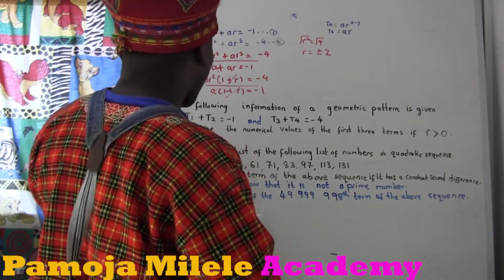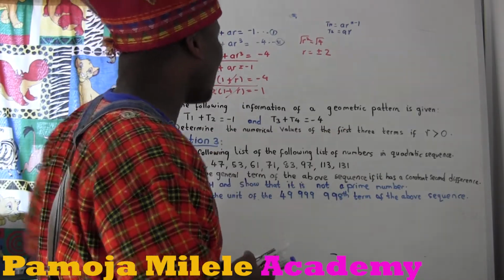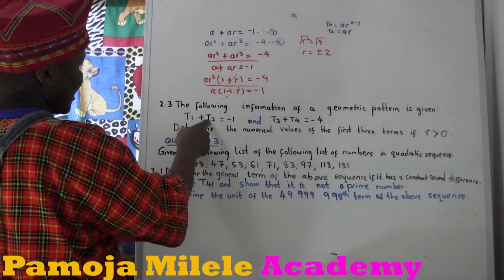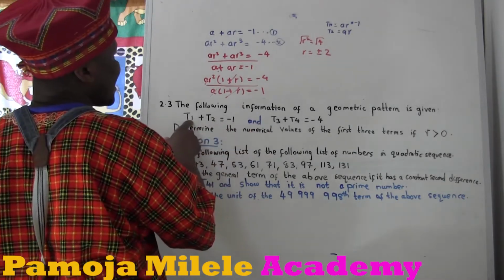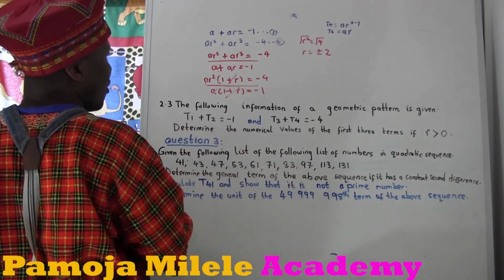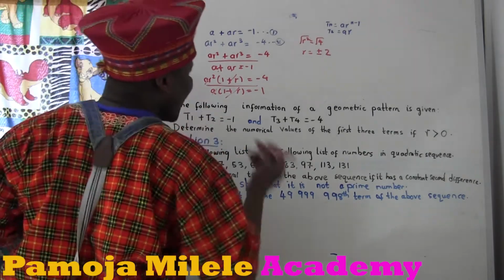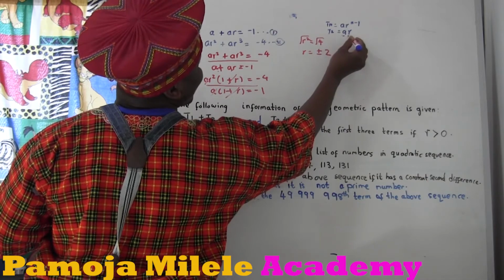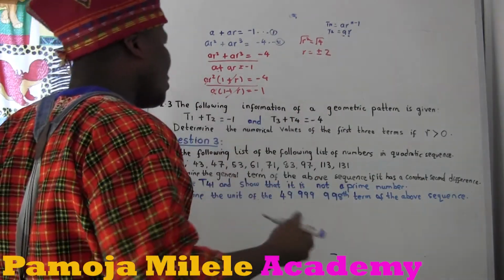They say calculate the numerical value of the first 3 terms. So if I want to get the first term, that is a, but I don't know a. If I want to get term 2, I must have a and r. So we need to get a and r for us to work it out.